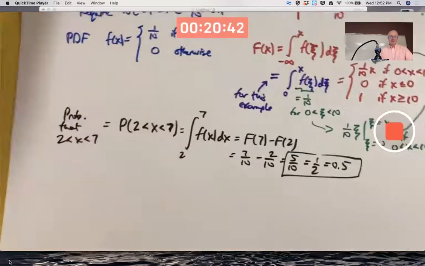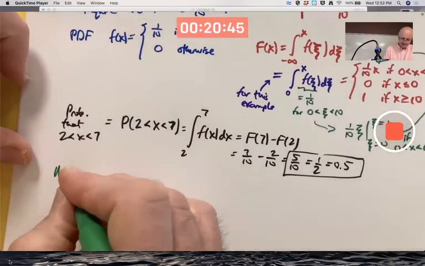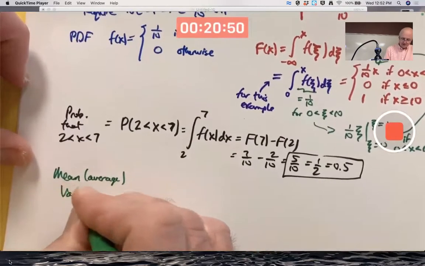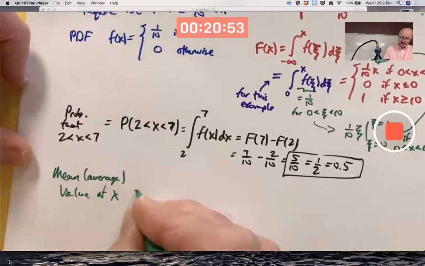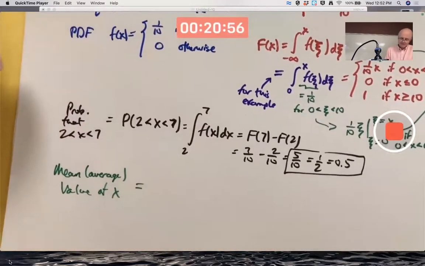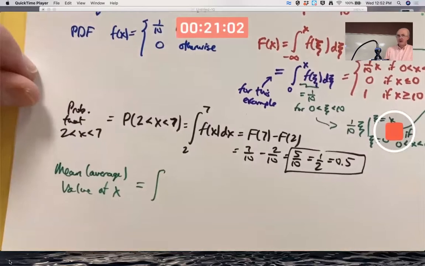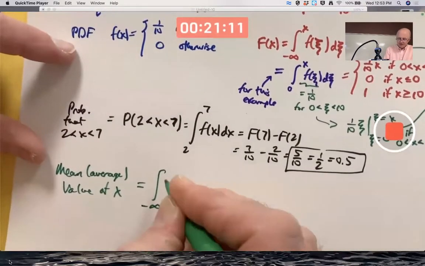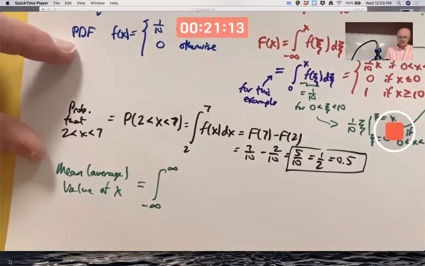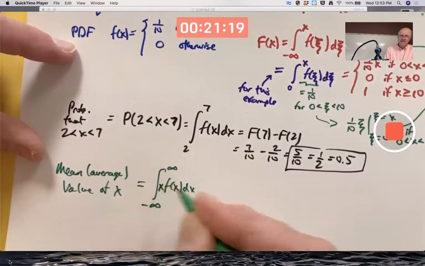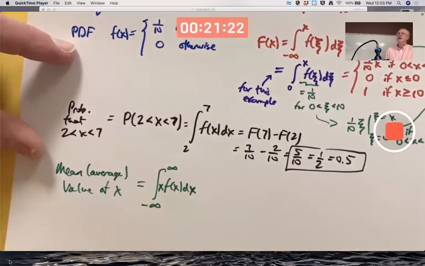We should expect a mean, average value of x to be 5, but what does it equal? How do you confirm that theoretically? In the general case where x could be negative and maybe arbitrarily big negatively or arbitrarily big positively, you have to integrate from minus infinity to infinity, and that would be an improper integral. Not f of x, but x times f of x. I made a mistake there. X times f of x.